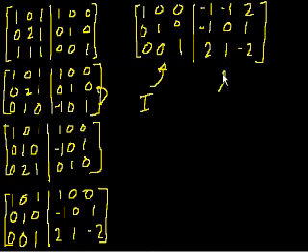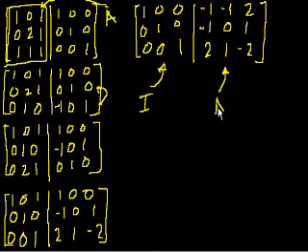And what is this? Well, this is the inverse of this original matrix. This times this will equal the identity matrix. So if this is A, then this is A inverse. And that's all you have to do.